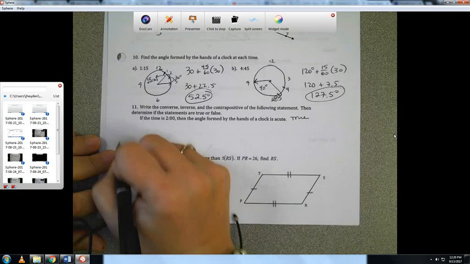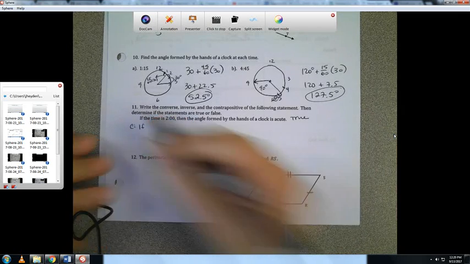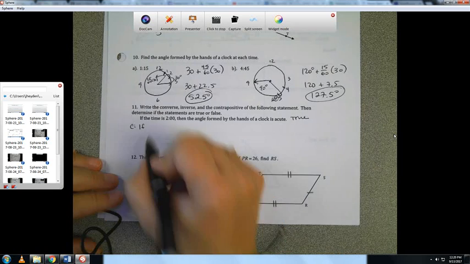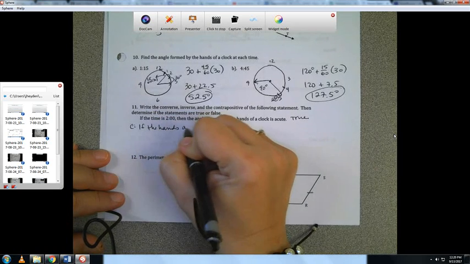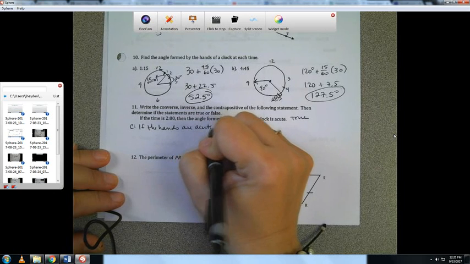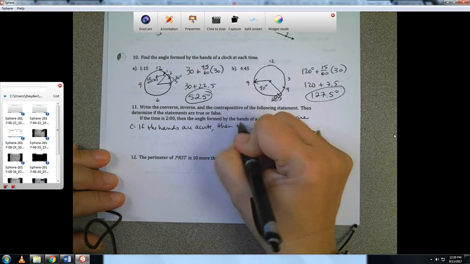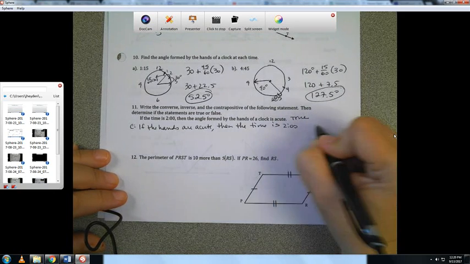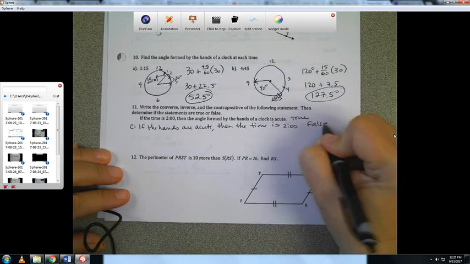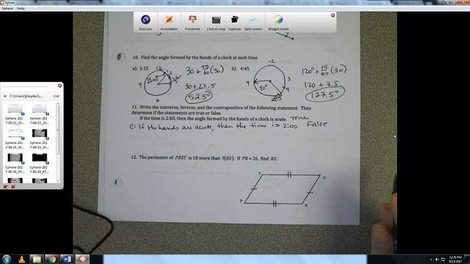Converse means you're going to interchange both parts. If the hands are acute, then the time is 2 o'clock. Okay, that's false because you can certainly have other times that have acute angles between the hands. It's not necessarily just 2 o'clock.